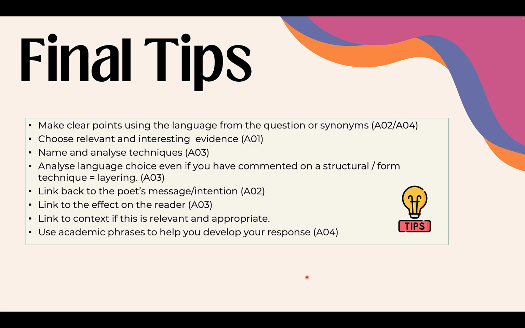Make sure that you're naming and analysing techniques. Analyse language choice even if you've commented on a different method. If you've commented on structure, form, then you can also comment on language, and this is where we are layering our analysis. Always keep linking back to the poet's message and intention. This can be either explicit with their name or implicit. Link to the effect on the reader. Think about, what are we supposed to think, feel?